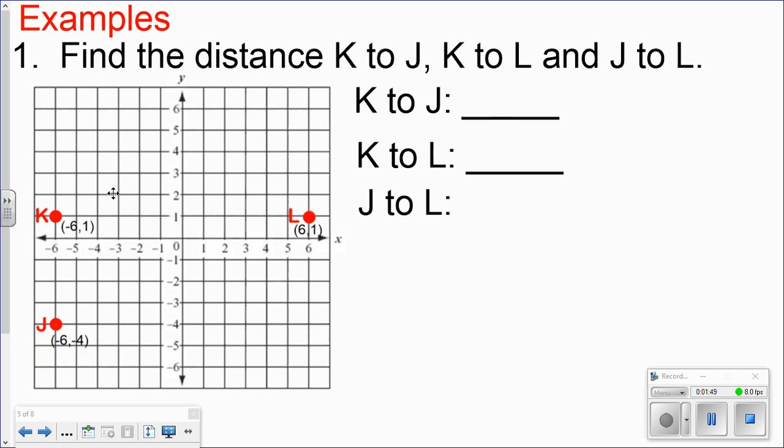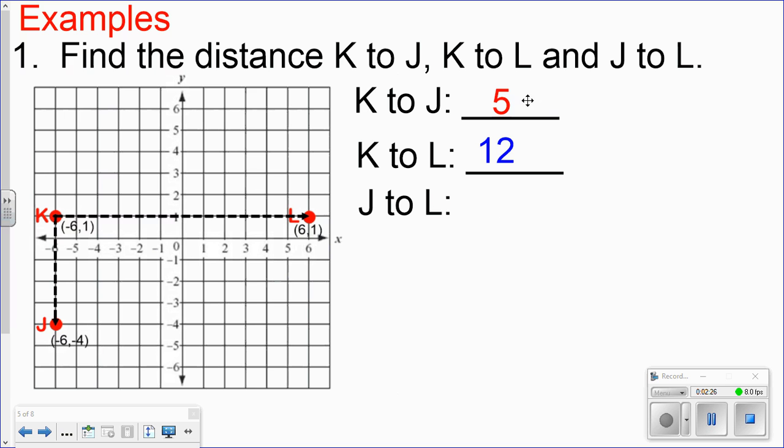So for example, we have these 3 points and we need to find the distance from K to J, K to L, and J to L. So from K to J, we can either count the boxes or subtract the y values, 1 minus -4, which would get us 5. From K to L, we can count the boxes, or now we're looking at the x values, we can go from -6 to 6, and that would be 12.